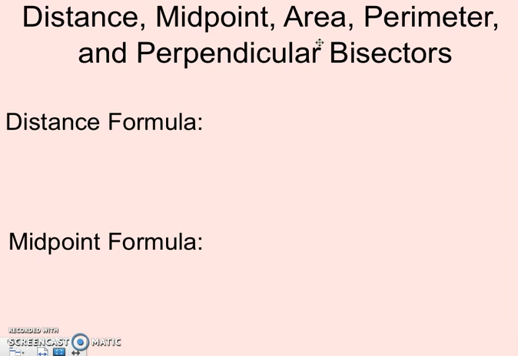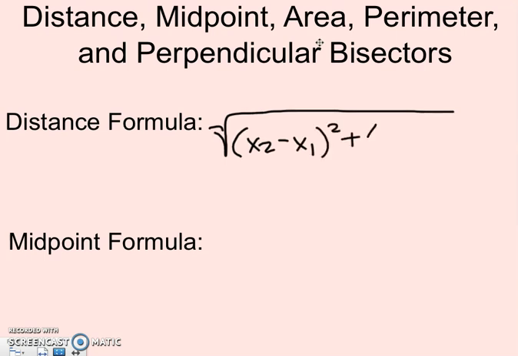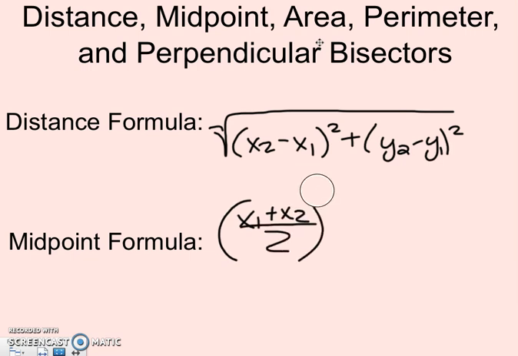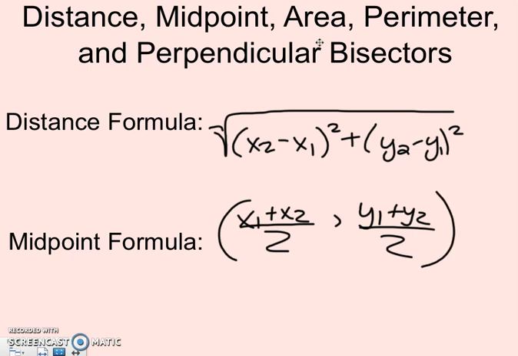Maybe you remember it, maybe you don't, but it's the big square root with parentheses x2 minus x1 squared plus y2 minus y1 squared, okay? Again, big lengthy formula. The midpoint formula is going to be add your x's, so x1 plus x2 divided by 2, and then comma, y1 plus y2 over 2. Okay, so again, midpoint is going to give you a point, and then distance formula is going to give you a number because it's going to be the length of something.